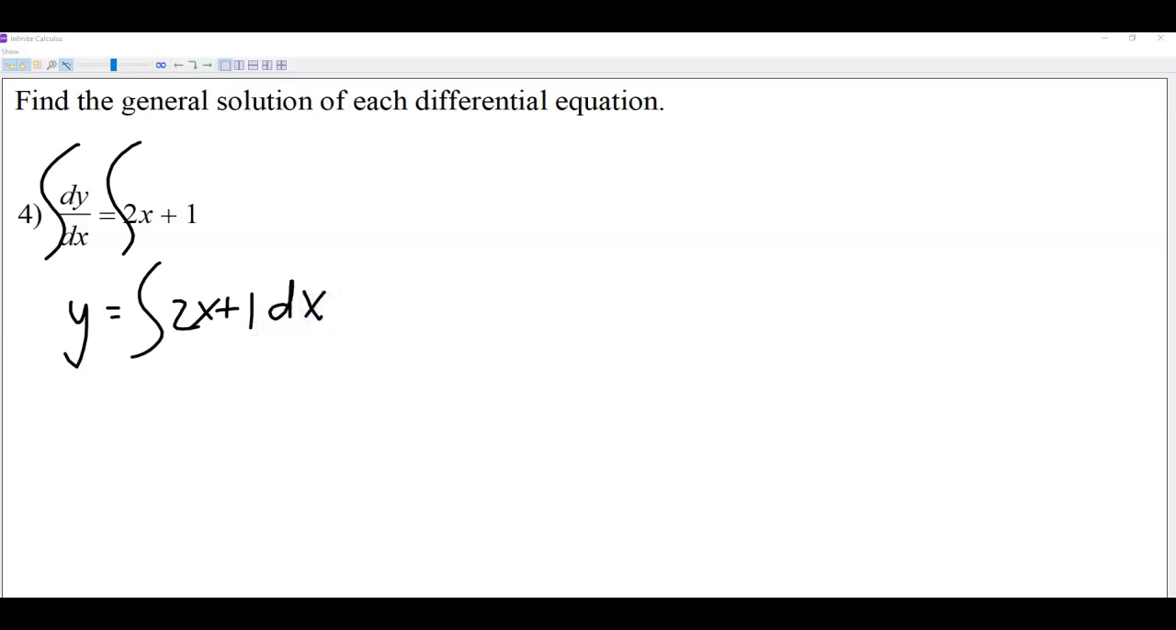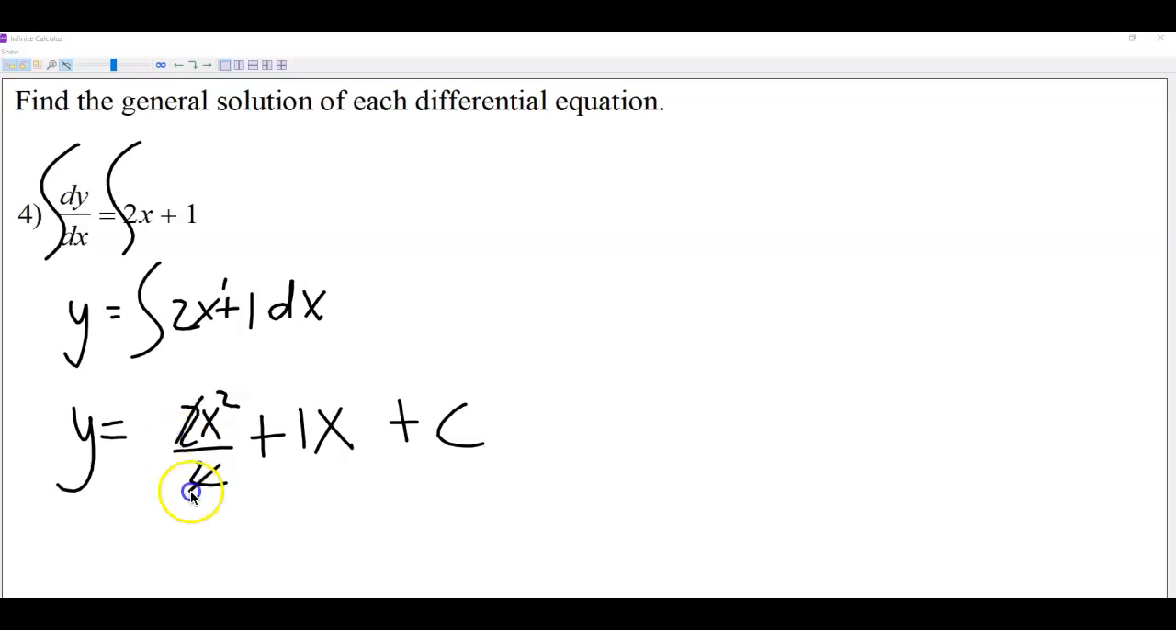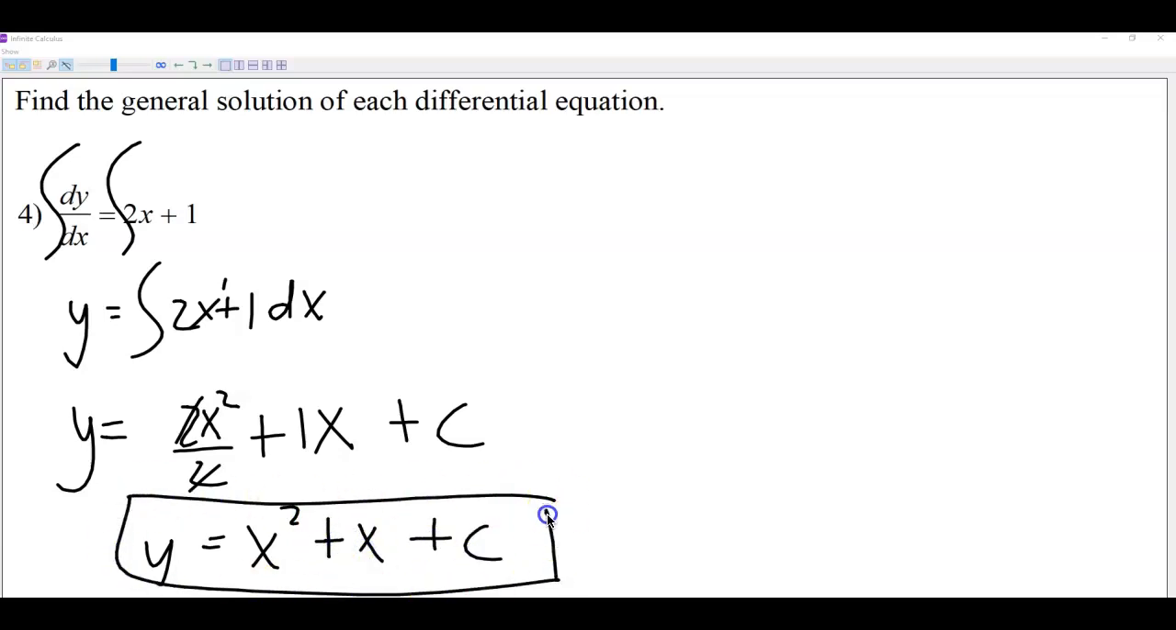All right, and we just get to do that power rule again now. So here we go. If I add 1 to the power, I get x squared, and then I divide by that new power. And since this is a constant, when you have that, you just put an x next to it, and we don't forget our plus c. All right, so these cancel out, and I'm left with x squared plus x plus c, and that's what we call the general solution.